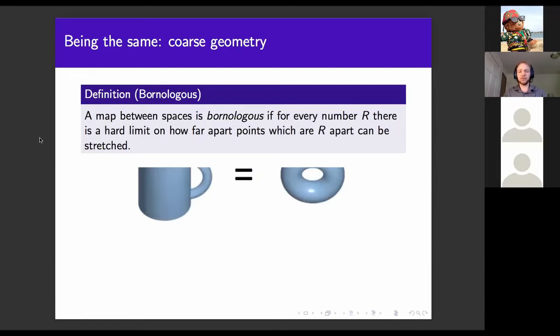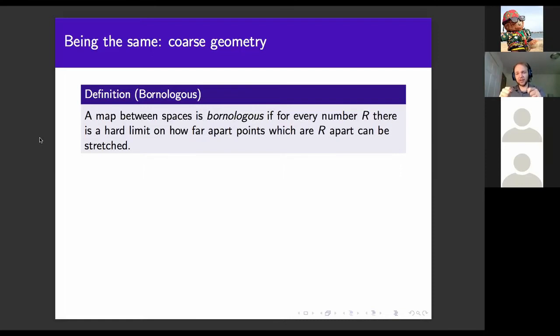A map between spaces is bornologous if the following thing happens. For every number r that you pick, there's a hard limit on how far apart points which are r apart can be stretched. Right? So you should think of this like distortion. There's distances in your one space which are going to be mapped to your other space. And you want to know that those distances don't get distorted too badly.